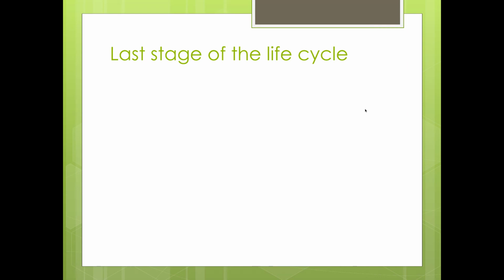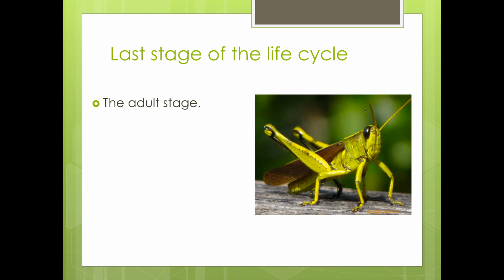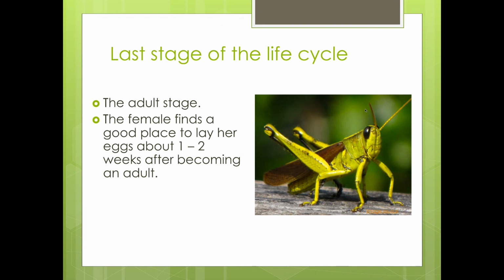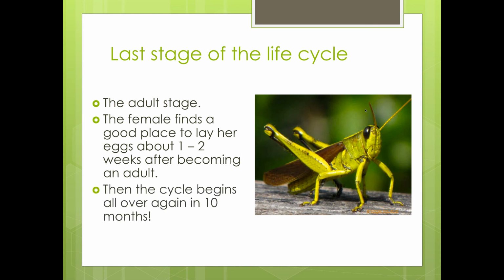The last stage of the life cycle, the adult stage. The female finds a good place to lay her eggs about 1 to 2 weeks after becoming an adult. Then the life cycle begins all over again in 10 months.